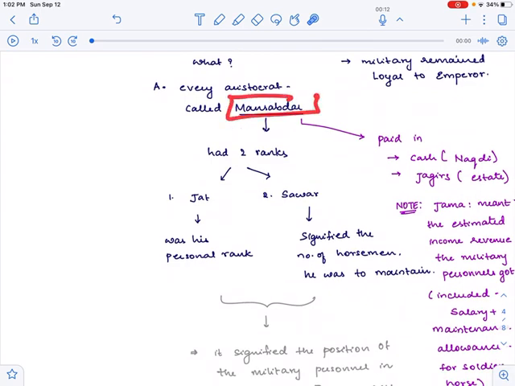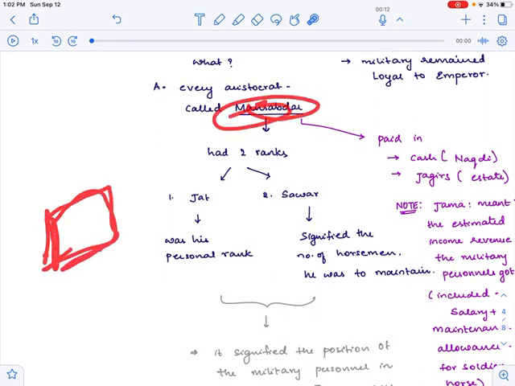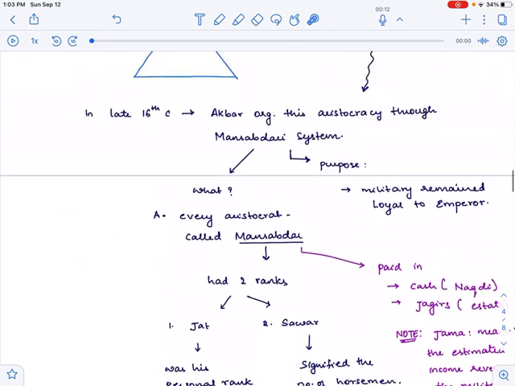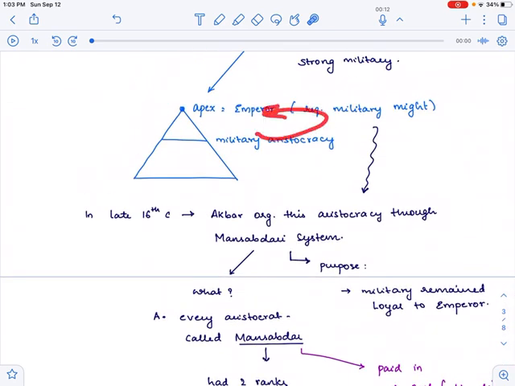And for this, the Mansabdars were given salaries. They were given salaries in the form of cash, which is called Nagdi. So if you're asked what Nagdi is, then it basically was the cash that was paid to Mansabdars as a salary. And Mansabdars were also given Jagirs. Jagir basically is an estate, meaning land. So Mansabdars were given lands for them to be loyal to the emperor and for them to provide military service to this emperor.